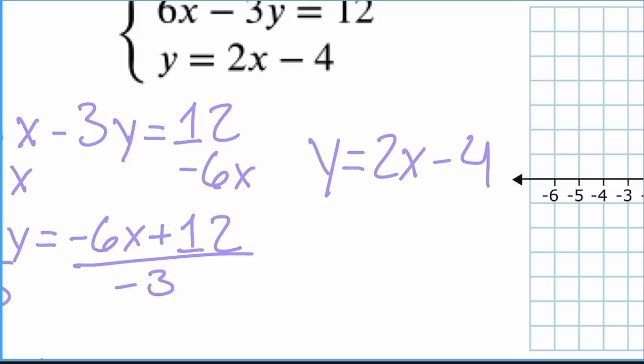Does anybody notice anything a little funky going on here? Yeah? They're the same. They are the same. They're the exact same line. So let's go ahead and graph this one and only line that we have here.